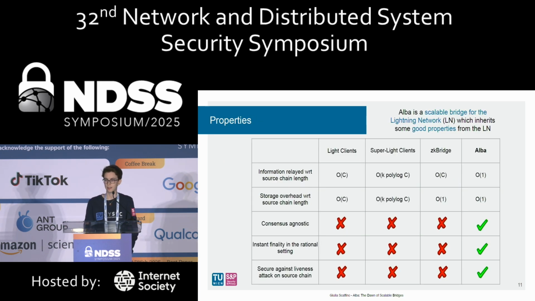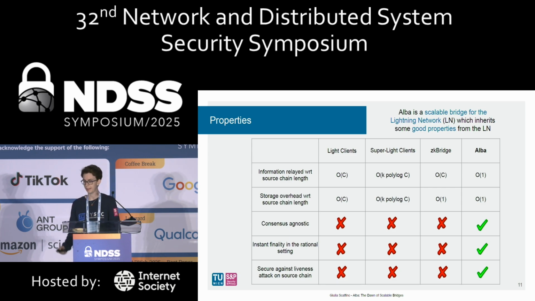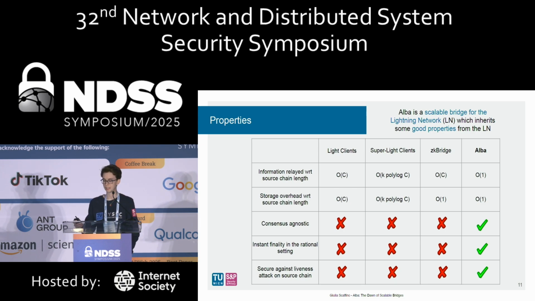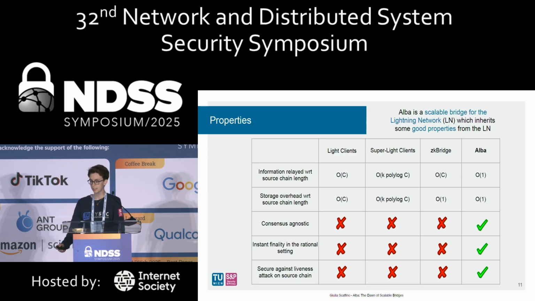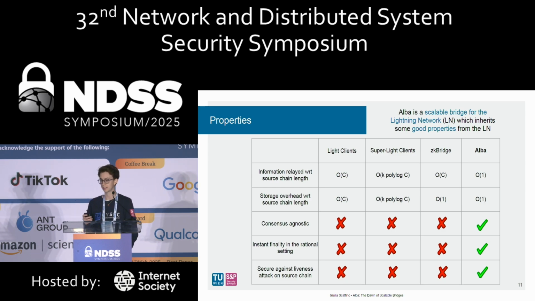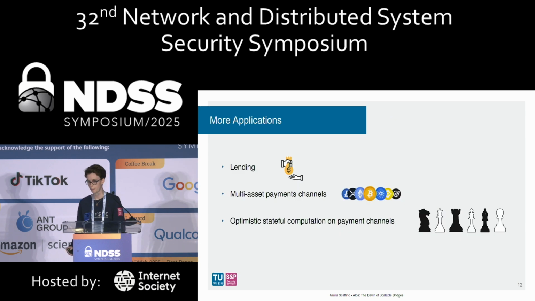As I mentioned at the beginning, scalable bridges also allow us to inherit some good properties from their layer 2. In this table, I'm showing that Alba is consensus agnostic, has instant finality in the rational setting, and is secure against liveness attacks on the source chain. This is in contrast with other bridge solutions that use, for instance, light clients. But interestingly, Alba also allows relay communication that is constant in the source chain length, and similarly for the storage. This is again in contrast with other types of bridges.